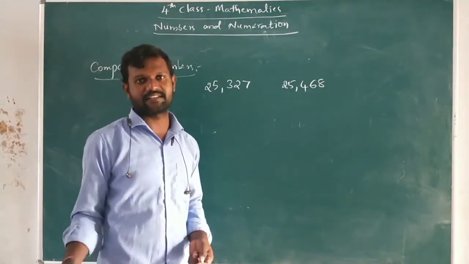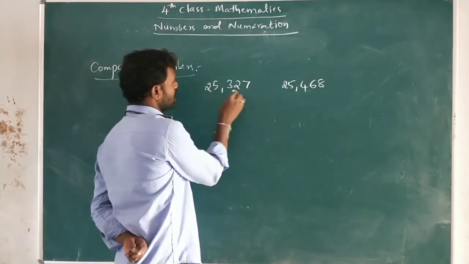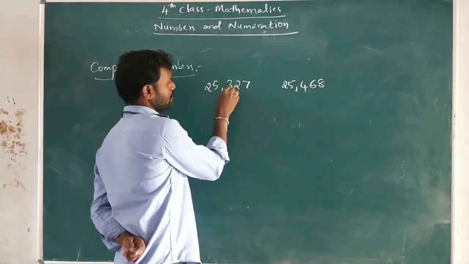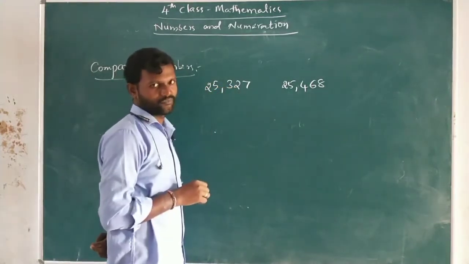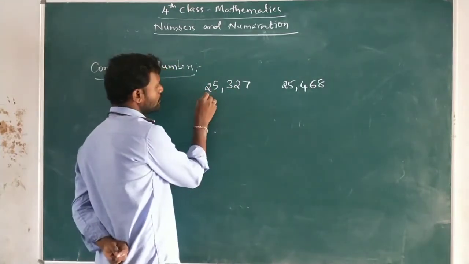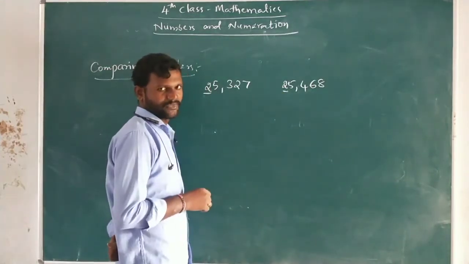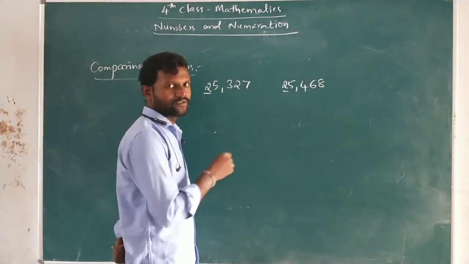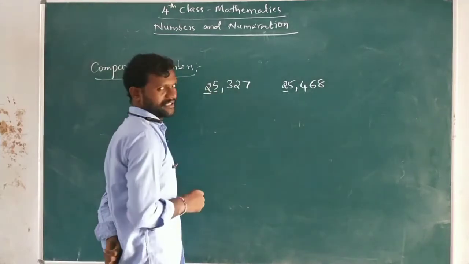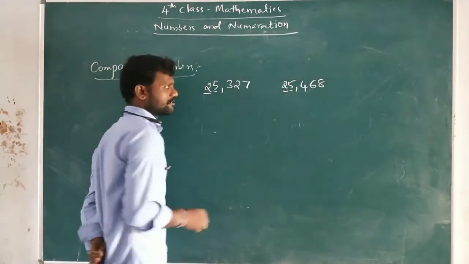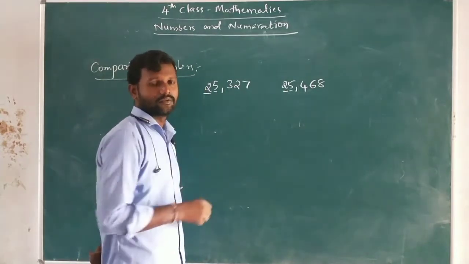How can we say which is greatest and which is smallest? First, start from the 10,000s place. Ones, tens, hundreds, thousands, 10,000s. What is in the 10,000s digit? 2. Here also in 10,000s we have 2 only. Both are same. If the 10,000s are the same, then go to the thousands place. 5 is in the thousands place here, and here also 5. Both are same.